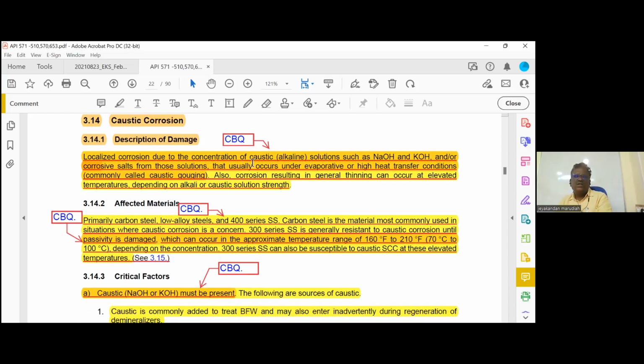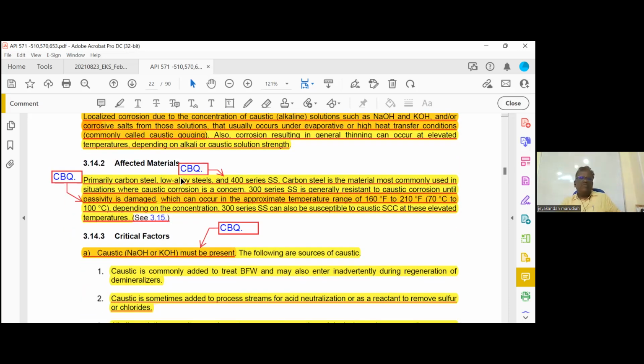Localized corrosion due to the concentration of caustic alkaline solutions such as sodium hydroxide and potassium hydroxide and corrosive salts for those solutions that usually occur in evaporative or high heat transfer conditions, commonly called caustic gouging. So caustic corrosion and caustic gouging are both the same. Affected, this is important, primarily carbon steel, low alloy steel and 400 series SS.